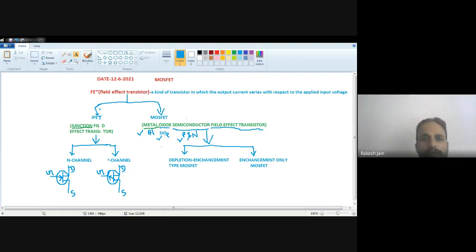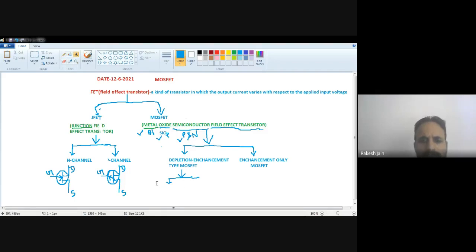So there are two kinds of MOSFET. One is the enhancement MOSFET, and one is the depletion MOSFET or depletion enhancement MOSFET. Okay, now see this one. So this is known as enhancement. Now they are further classified into two categories: N channel and P channel. Both of them are classified into N channel and P channel. Okay. Now see how it is possible.